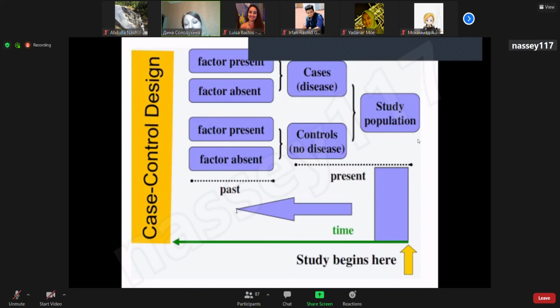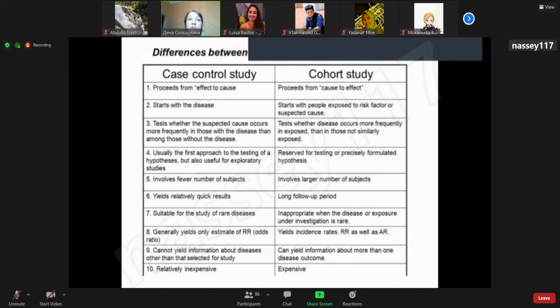Obviously, a case control design is difficult because we have to check the past exposures. Sometimes these past exposures are forgotten by people. Sometimes these past exposures are not reported by people, and we have a problem of information bias. So the differences between case control and cohort studies are summarized in this table.